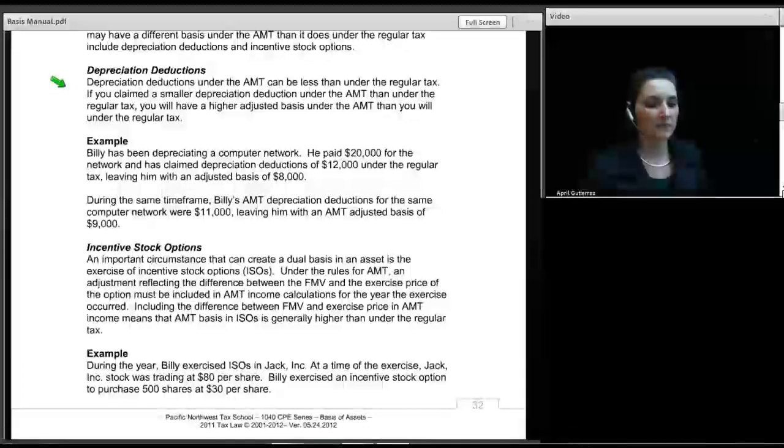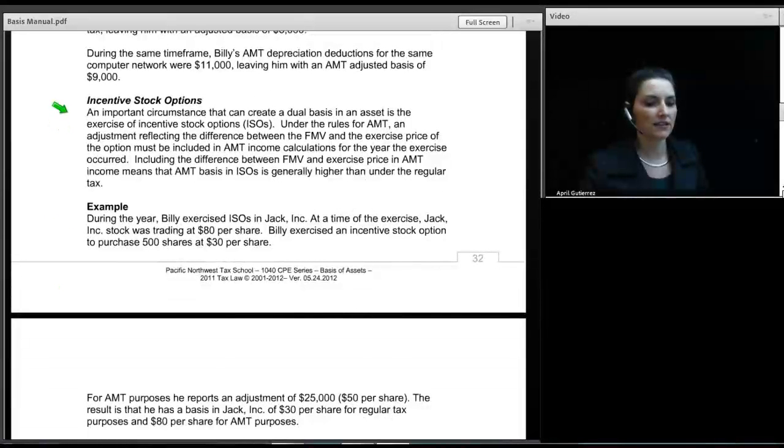And here's an example. Billy has been depreciating a computer network, and he paid $20,000 for the network. Under the regular tax, he's claimed depreciation deductions totaling $12,000, which gives him an adjusted basis of $8,000. Simultaneously, during that same time frame, his AMT depreciation deductions have only been $11,000. So his basis under AMT is $9,000. So that's one way you have dual basis, but the other way is under incentive stock options. Frankly, the depreciation difference is more common.